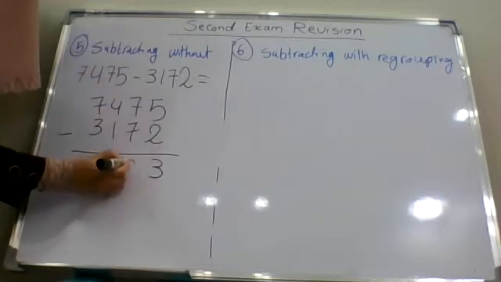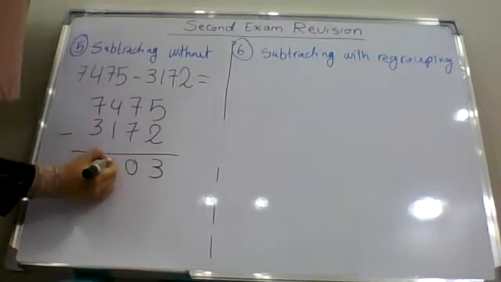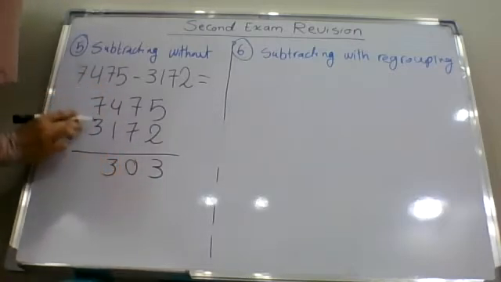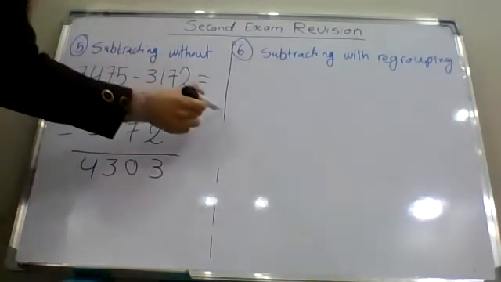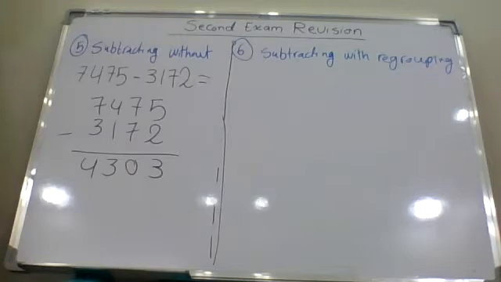7 take away 7 equals 0. 4 take away 1 equals 3. And 7 take away 3 equals 4, okay? So this is the first case, which is subtracting without regrouping. Now we will do some exercises for subtracting with borrowing, with regrouping.